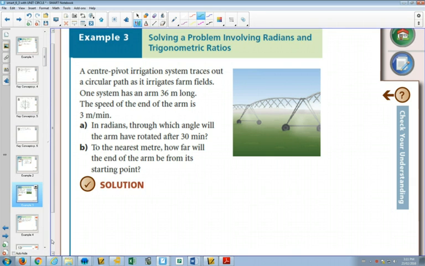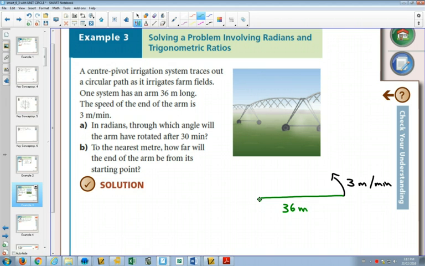One system has an arm 36 meters long. The speed of the end of the arm is 3 meters per minute. That's how fast the end of the arm is spinning. So if we draw a picture, we've got a 36 meter arm here. The speed at the end of the arm is going at 3 meters per minute right there. So sometimes it's important to measure, to draw, to get an idea, a picture in our mind of what's happening.